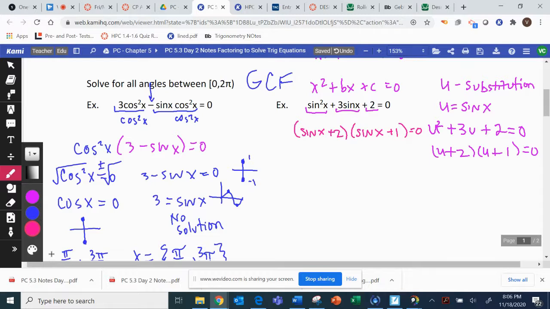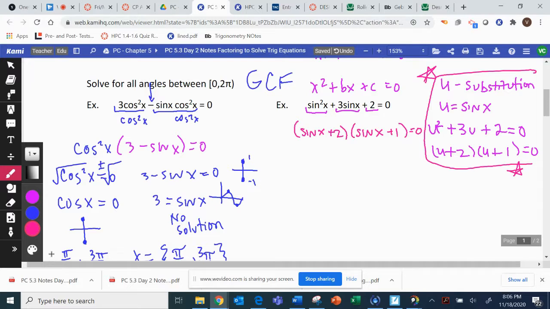You do not have to use this u substitution. You could look at it and realize the sine x and sine x goes here, the 2 and the 1 go here. This is just an option if you were getting confused with all the words and letters. That's an option for you.